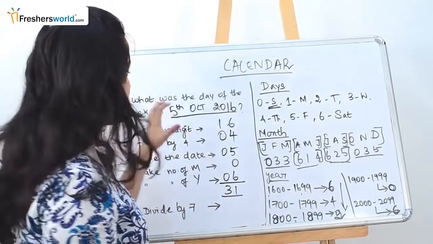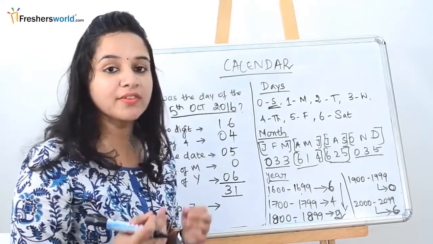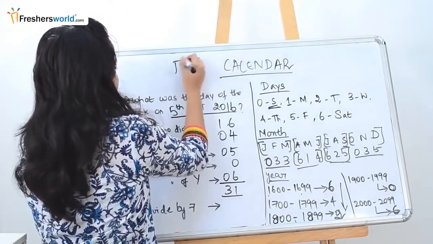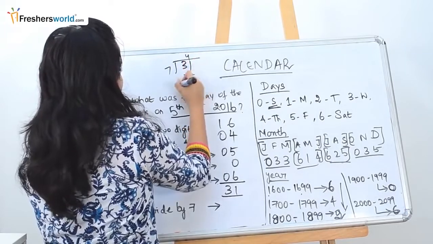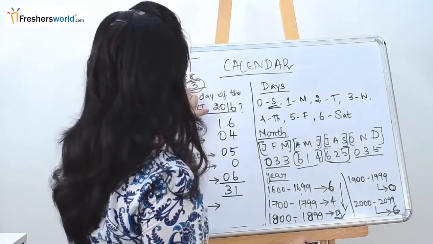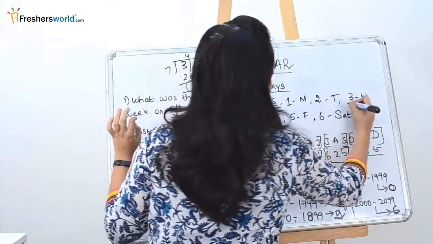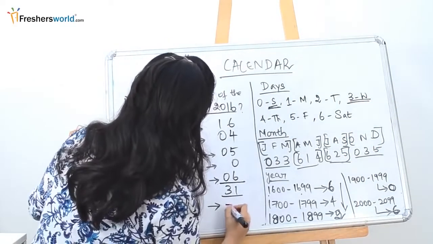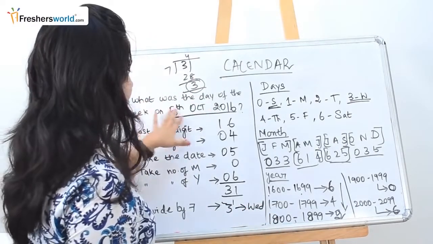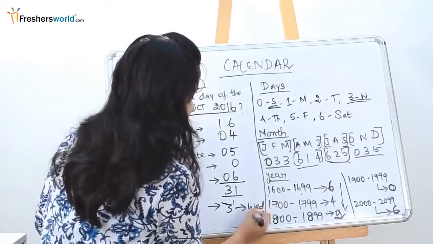They have asked the question for the day of the week, so we divide this 31 by 7. 7 fours are 28, and the remainder is 3. So we take the remainder here, code number 3, and 3 falls under Wednesday. So the day of the week on 5th October 2016 is nothing but Wednesday.